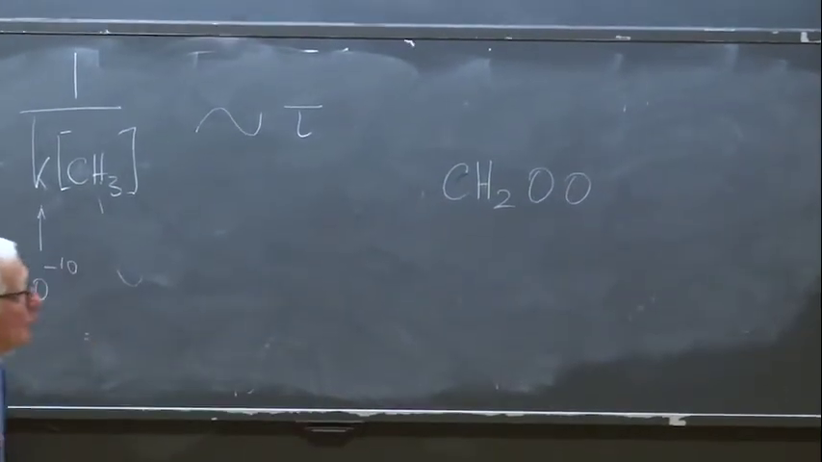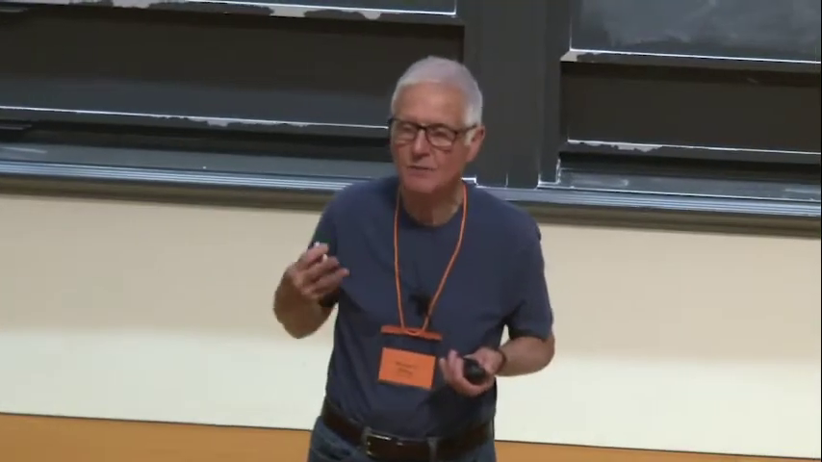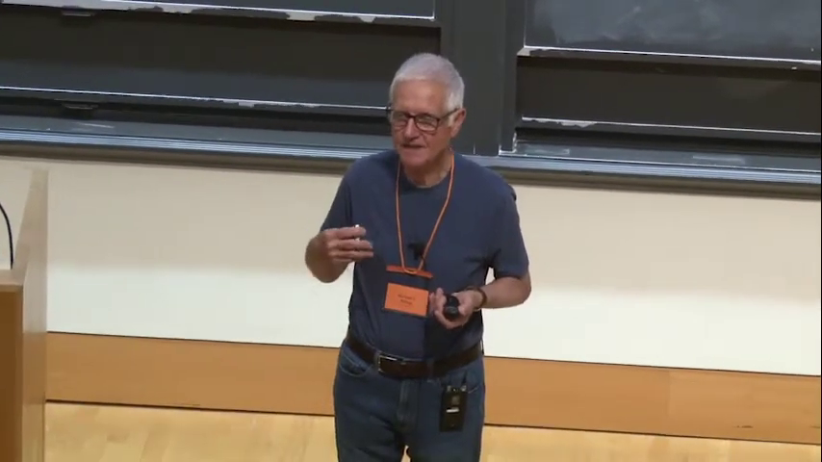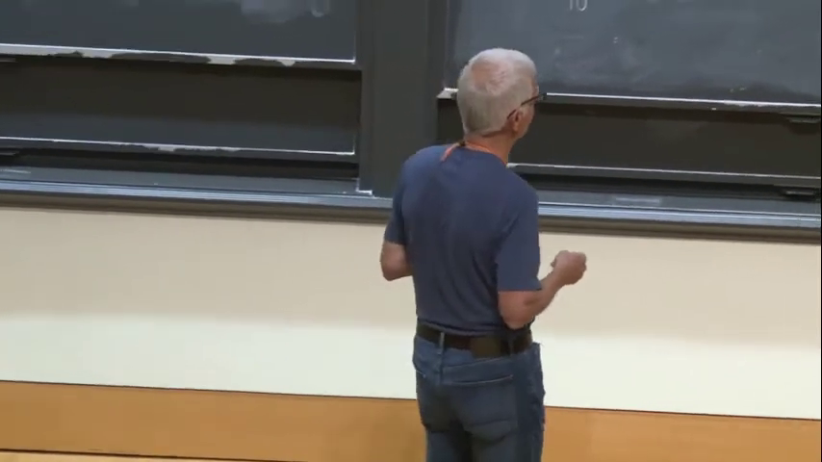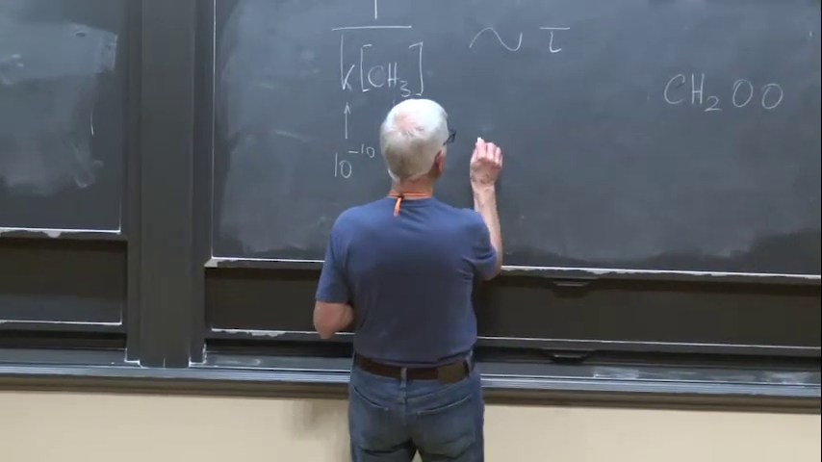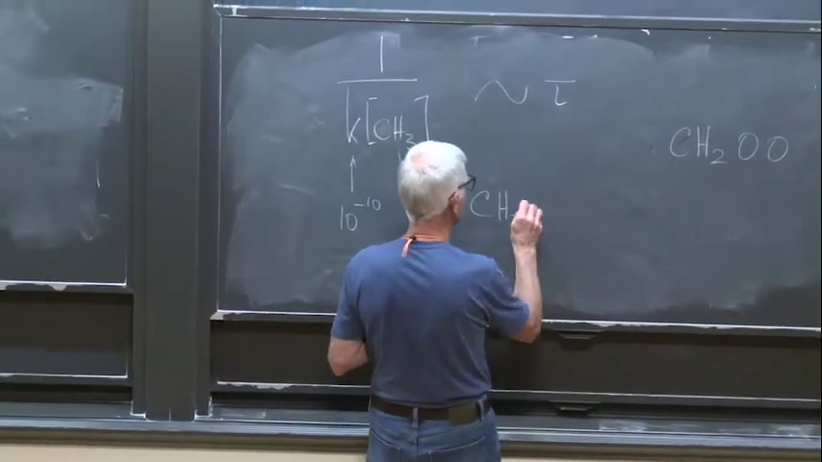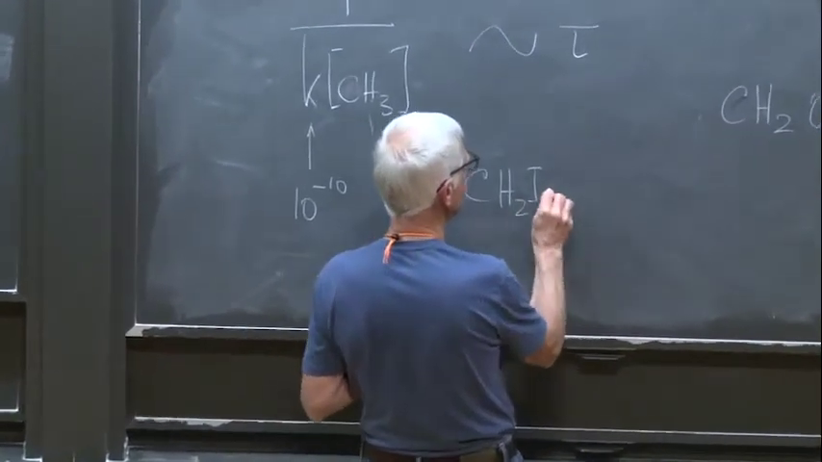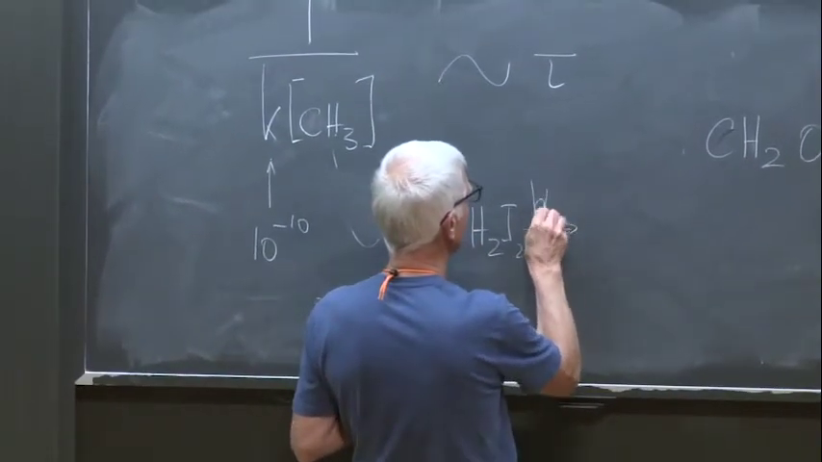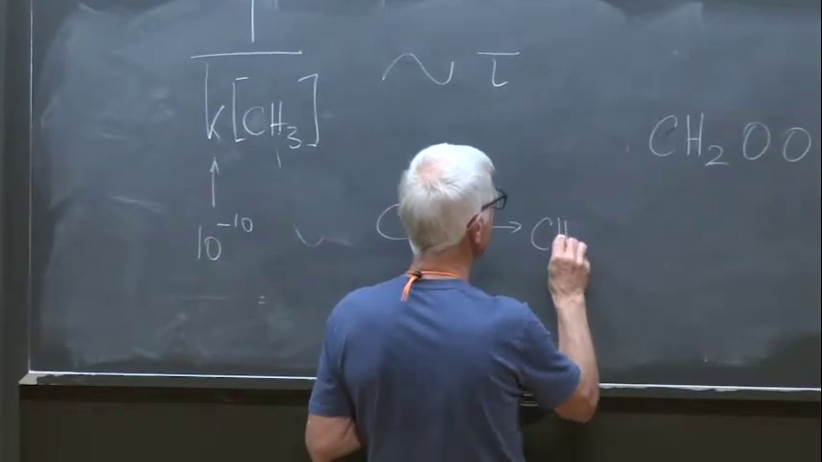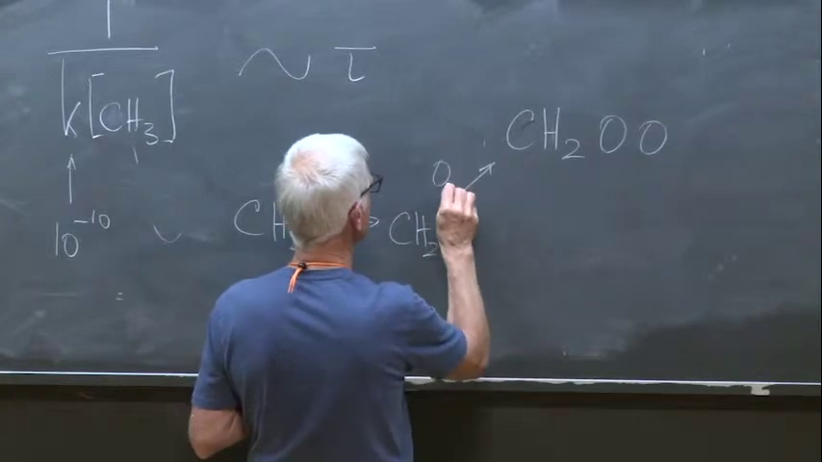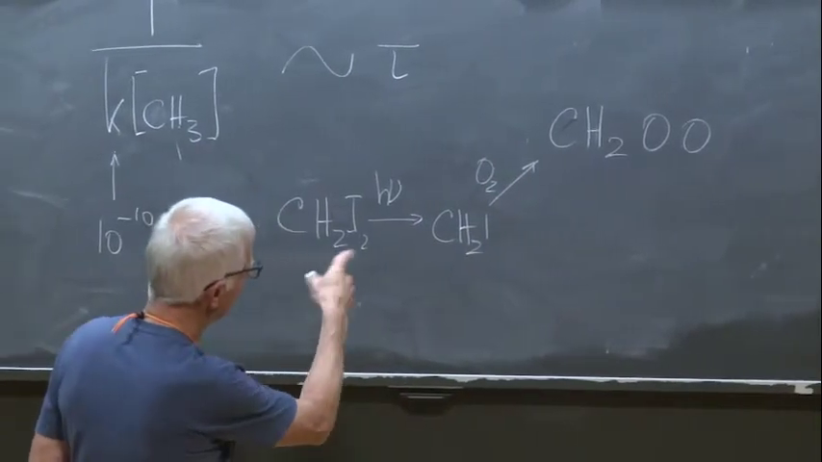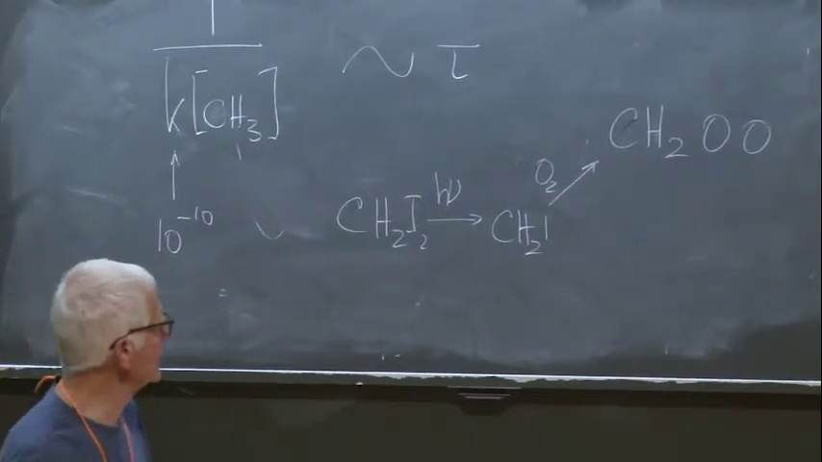And it's very important in the atmosphere, but it had never, ever been observed. Its presence was presumed, but it had never been observed. So what they did was to take CH2I2, photolyze it, and produce CH2I, and then react that with O2. And the reaction of that with O2 generated CH2OO.